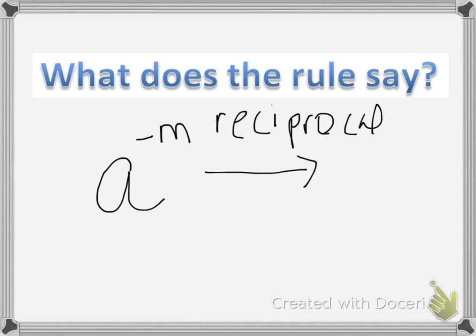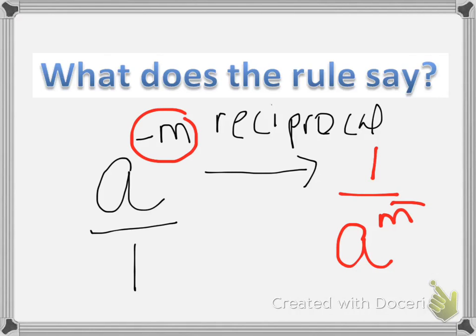The reciprocal. So what you would do is write the number as a fraction. Any whole number can be written as over 1. And then you flip it. So when you actually flip it, it's going to be 1 over a to the nth power. So notice that the powers change signs. When you're flipping it, it changes from negative to positive.